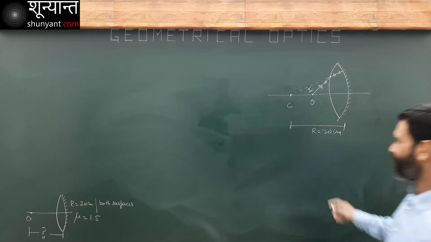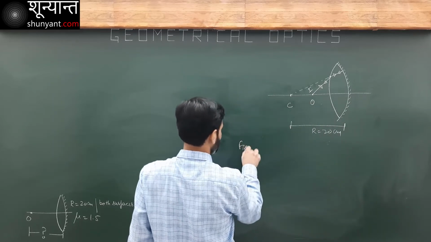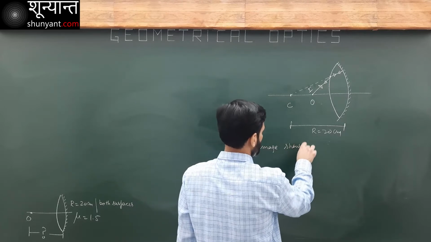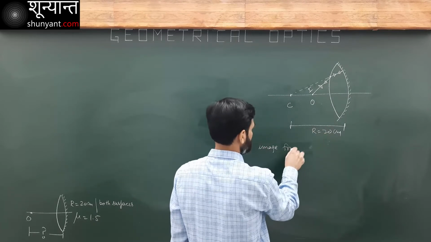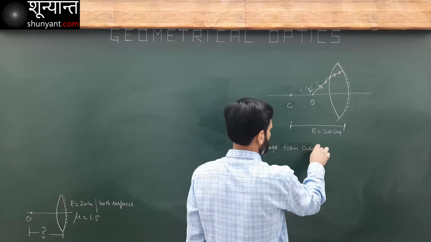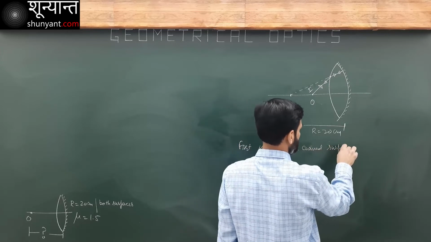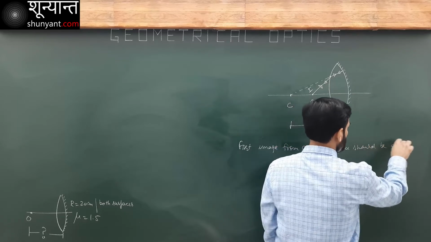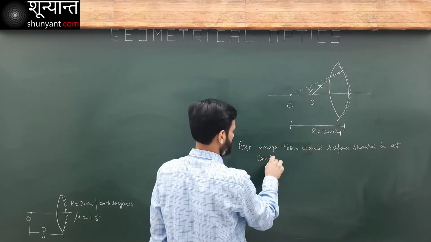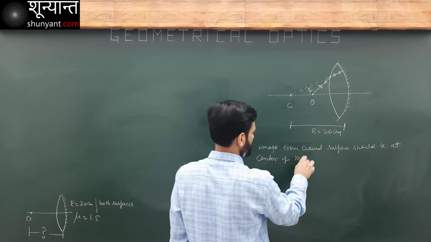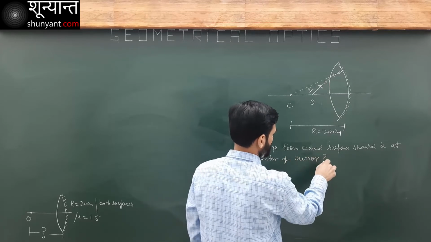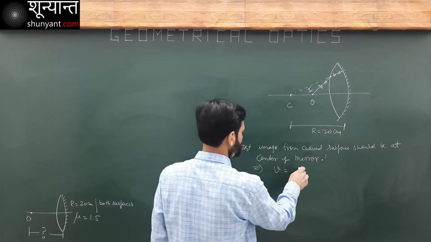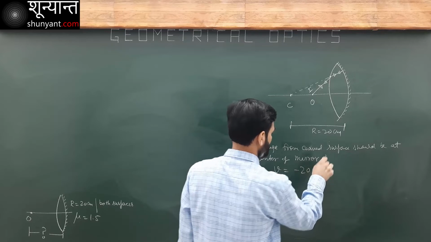So the first image from the curved surface should be at the center of the mirror. That means V is equal to minus 20 centimeter.